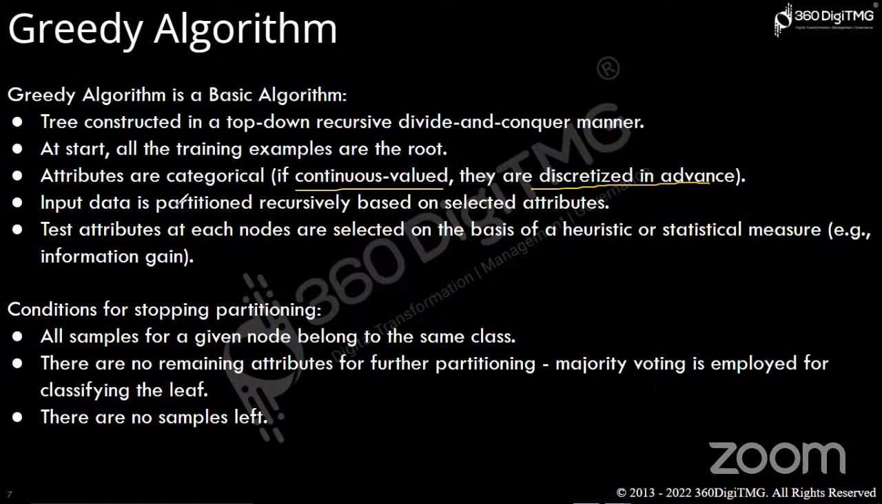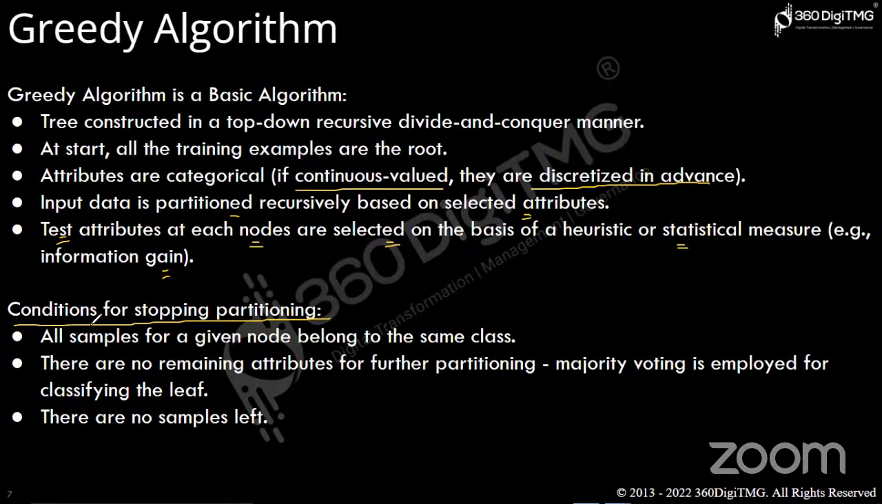The input data is partitioned recursively based on the selected attributes. The test attributes at each node are selected on the basis of a statistical measure, that is nothing but the information gain. We get the information gain based on the entropy value, and we have conditions for stopping partition.